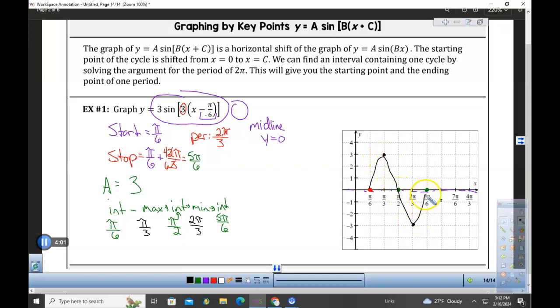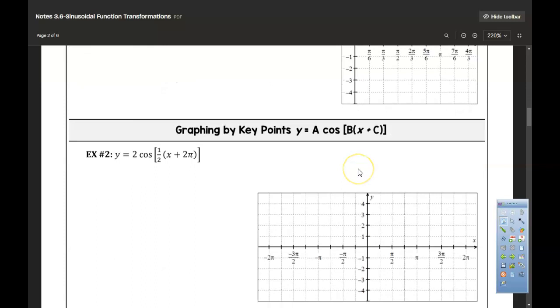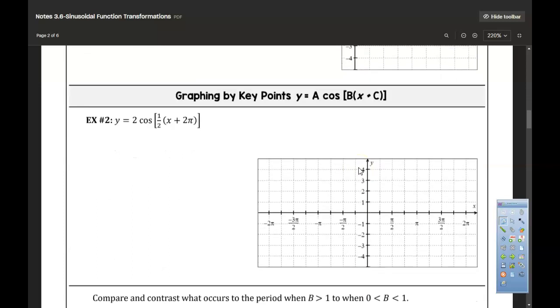I don't like drawing on this. And then it'll repeat, right? Ta-da! Okay. So we found the starting and stopping point, and then we just graphed everything in between. Let's try another one. Let's do one more. All right, let's do it.